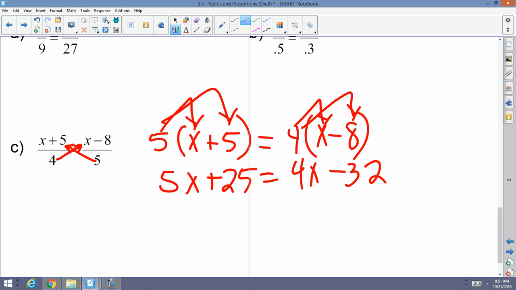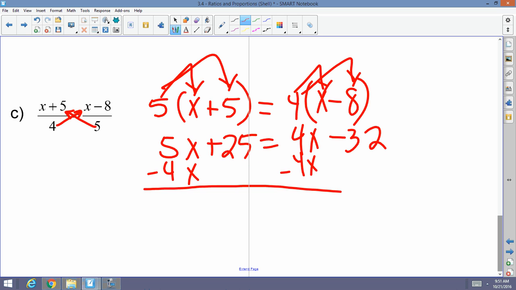What do you think we do? All of you were right. We just didn't have anything to do yet. We had to combine like terms on both sides. That's already done. So after that, you got to get the x's together. So I'm going to subtract 4x from both sides. And that's going to give me x plus 25 equals negative 32.